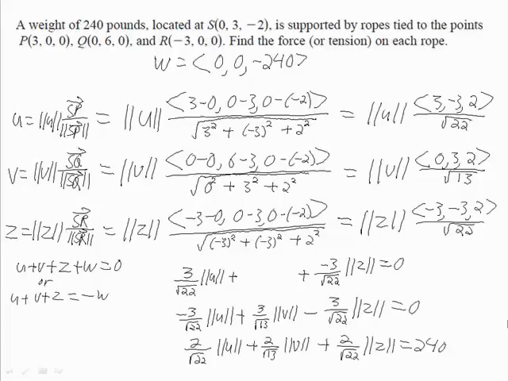This system has the solution: the magnitude of U is approximately 140.7, the magnitude of V is approximately 216.3, and the magnitude of Z is approximately 140.7. So the rope attached at point P has about 140.7 pounds of tension, the rope attached at point Q has about 216.3 pounds of tension, and the rope attached at point R has about 140.7 pounds of tension.